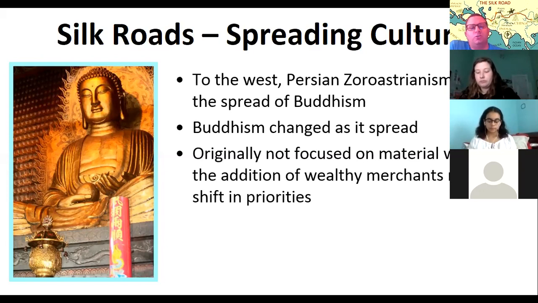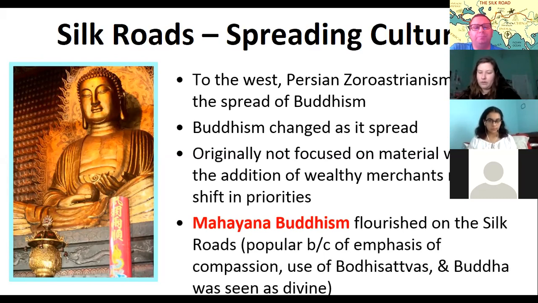And these different cultures adapt Buddhism in such a way that they make it work within their own belief system. For example, originally Buddhism had nothing to do with wealth, and in fact said that material wealth was a bad thing. But when these very rich merchants start to practice Buddhism, they shift things around a little bit, so that actually wealth is not bad. And so they develop a new form of Buddhism called Mahayana Buddhism.